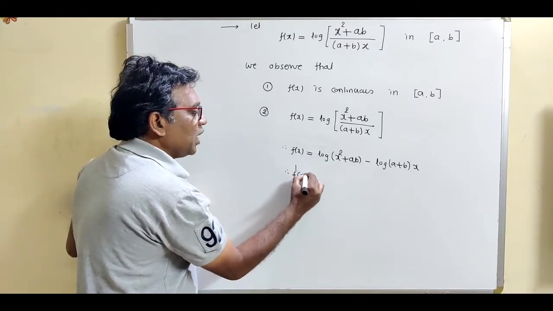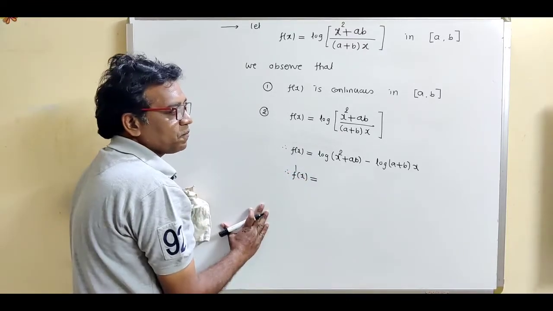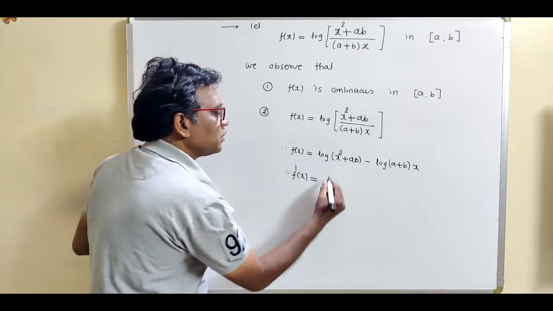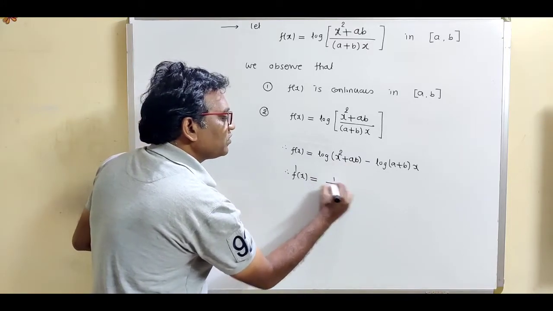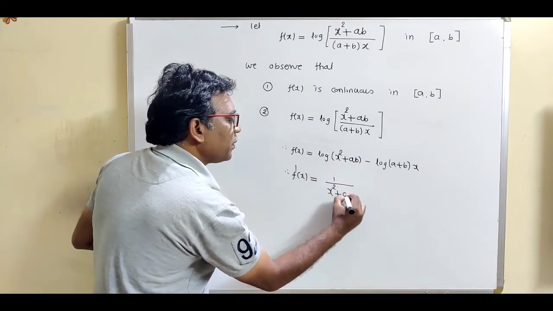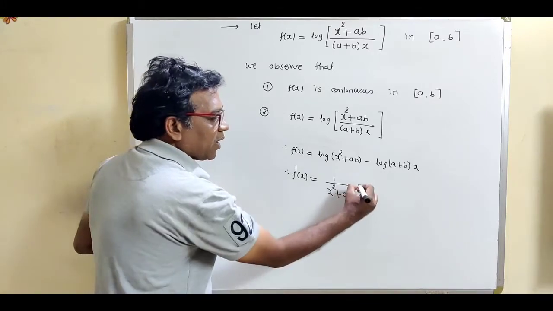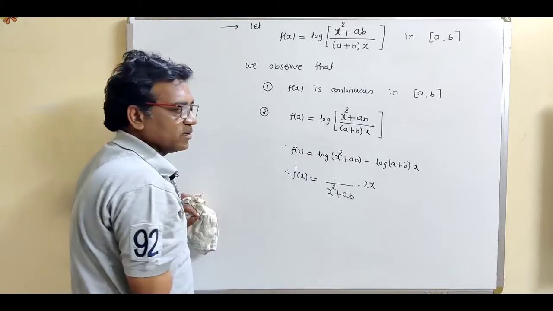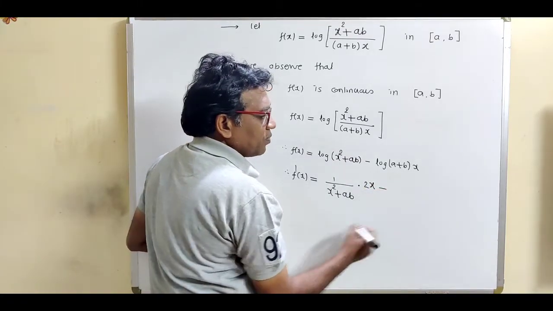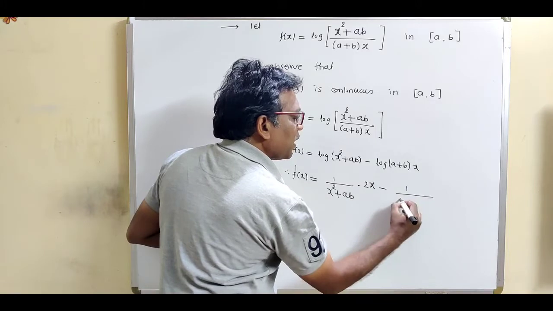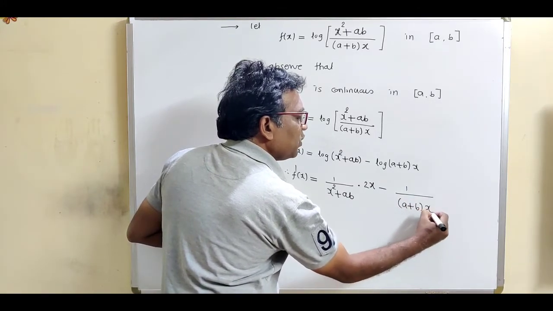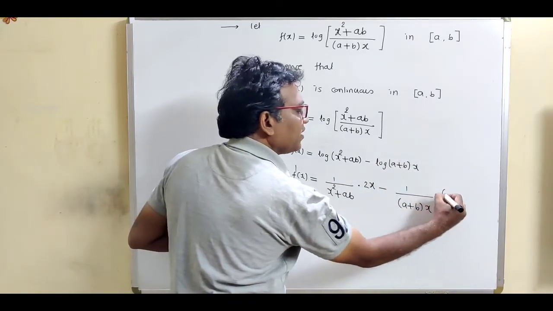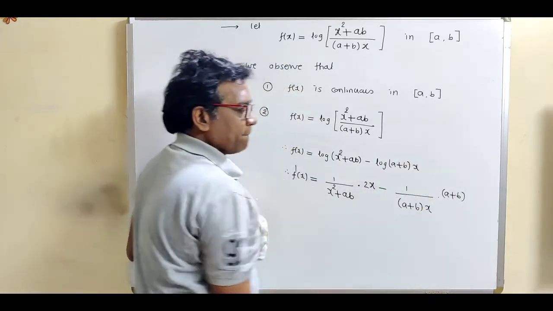So what is the derivative? f'(x) equals the derivative of log x, which is 1 upon x. So use this pattern. The derivative of the log function is 1 upon (x square plus ab), and according to the chain rule, multiply by the derivative of x square, which is 2x, minus the derivative of the log function, which is 1 upon (a plus b) x, and according to the chain rule, multiply by the coefficient of x, which is a plus b.